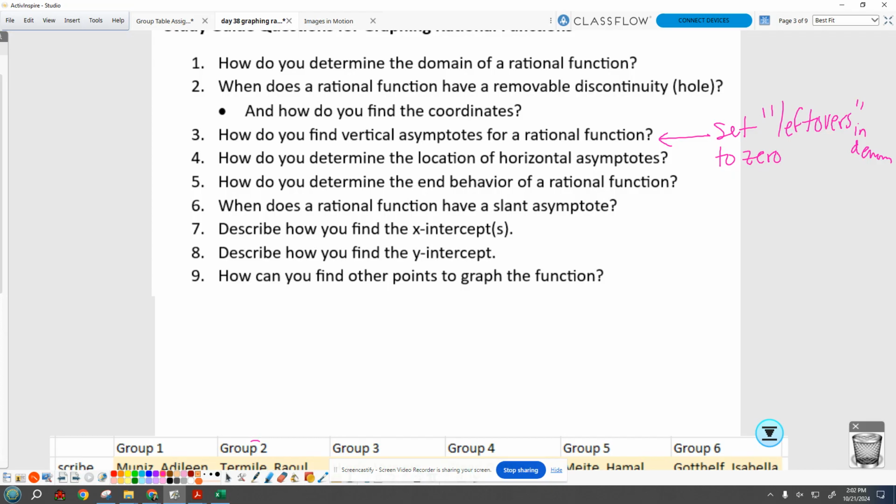Slant asymptotes. Lorenzo says, if it's top heavy, you divide the denominators, polynomial division. Oh, we'll ask you to show us how to do that in a minute. Find the x-intercepts by setting y equal to 0 and then solving for x. And y-intercepts, you set x equal to 0 and get a number. Okay, yes.